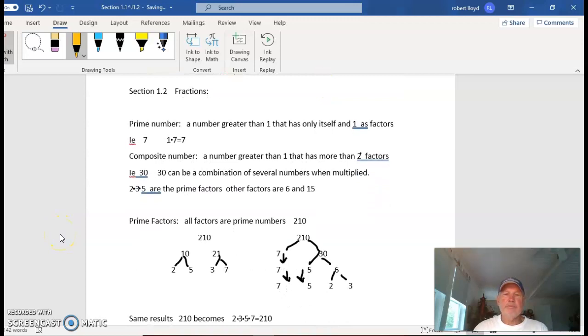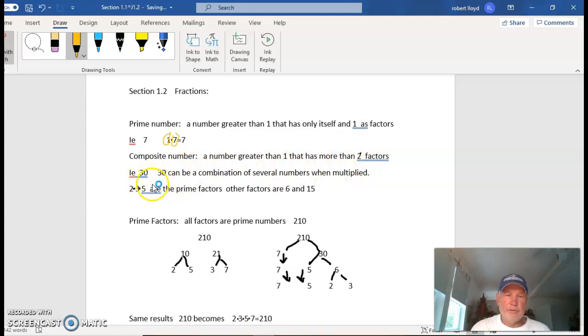A prime number is a number greater than 1 that can only be divided by itself and 1. Those are called factors. So the only factors of 7 are 1 and the number itself. A composite number is a number greater than 1 that has more than 2 factors.